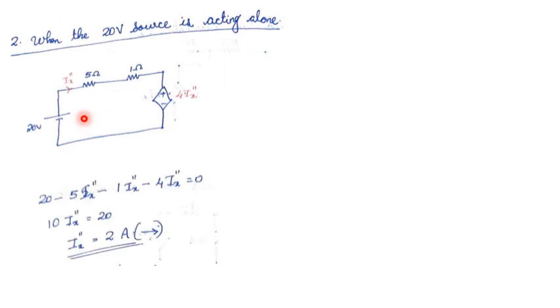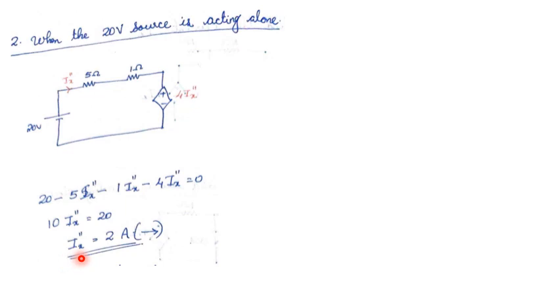Now from this loop we can write the Kirchhoff's voltage law equation. Applying KVL to this loop we can write: 20 minus 5 Ix double dash minus 1 Ix double dash minus 4 Ix double dash is equal to 0.